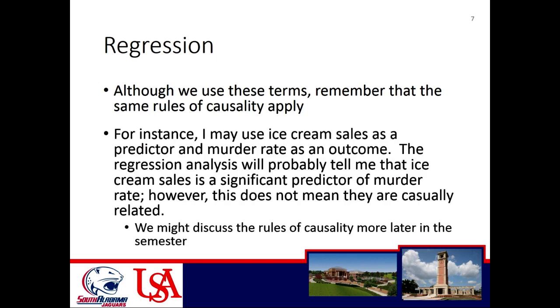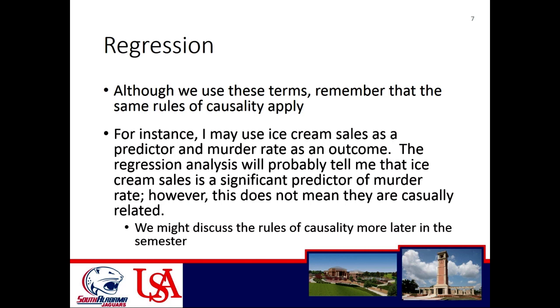So for instance, last week we talked about the example of ice cream sales and murder rate, how they're always correlated, but they're not causally related. If we had a data set that had ice cream sales and murder rate, and we did a regression with ice cream sales as the predictor and murder rate as the outcome, our regression analysis will probably give us a statistically significant result. It will probably tell you that ice cream sales is a significant predictor of murder rate. However, that does not mean they're causally related.